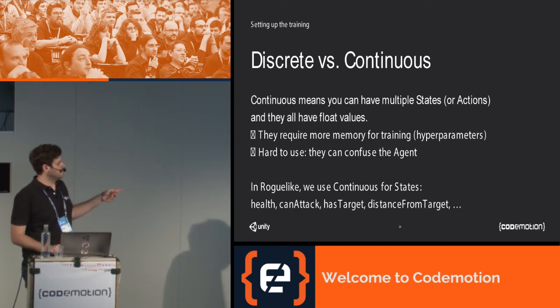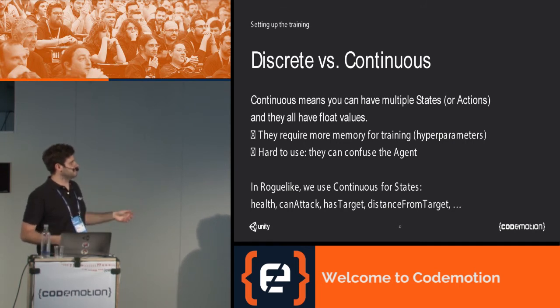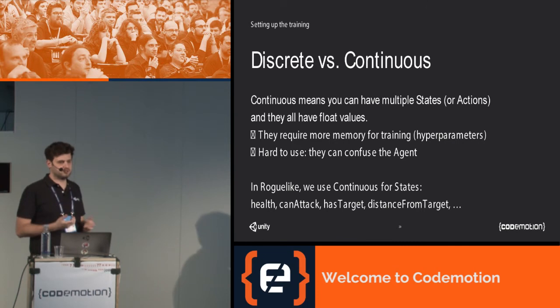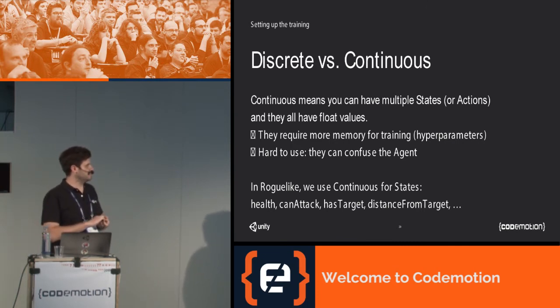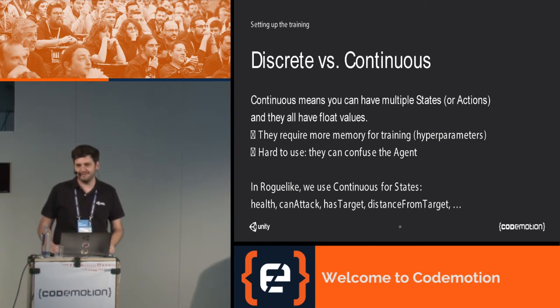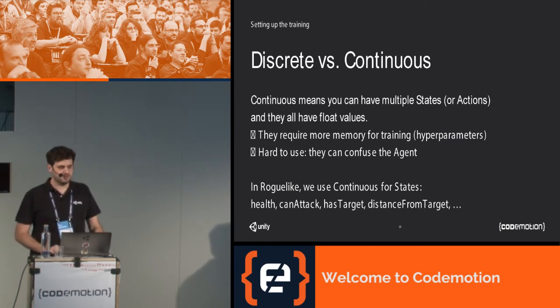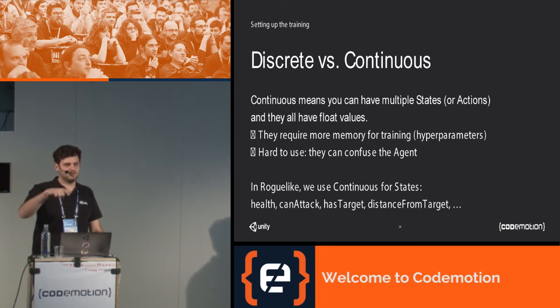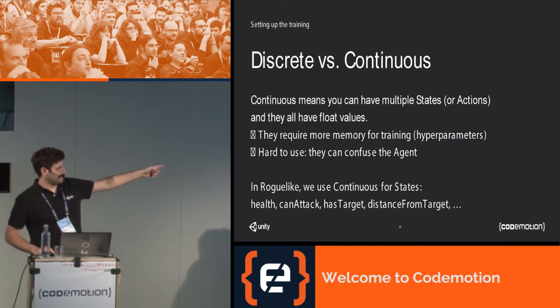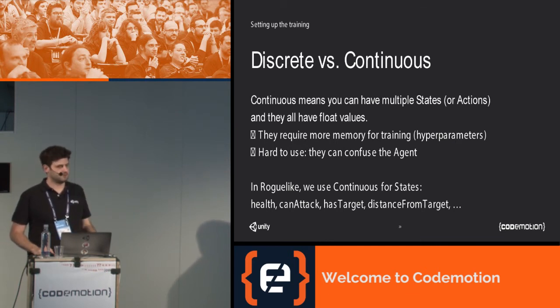Continuous, on the other hand, means that you can have multiple states or actions, and they all have float values. As I said before, you can have movement X, movement Y, and you can have jump, and a strength of the jump. So it has more nuance, but it's really hard to use because it can confuse the agent, and confuse you, because you're like, why isn't he learning? I'm giving all the right rewards. It's because he's not associating the reward with the right input. Every frame, a lot of stuff is happening, and the agent can't figure out why. And then they also require more memory for training. So you see the hyperparameters, I'm going to show them.